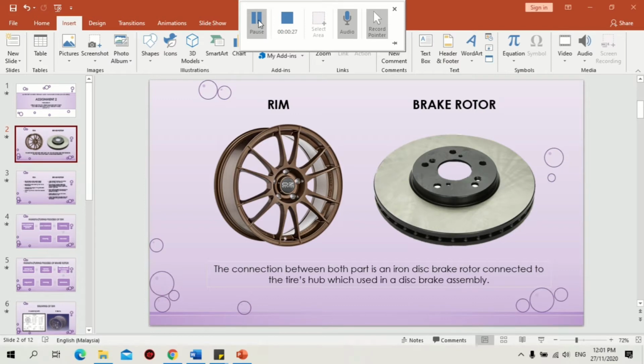So, these are the two parts that we chose for the assembly: the first one is the rim and the second one is the brake rotor. The brake rotor is an iron disc connected to the tire's hub that is used in a disc brake assembly. These brakes are mostly used in the front wheels of vehicles, but have increasingly been used on rear wheels as well.